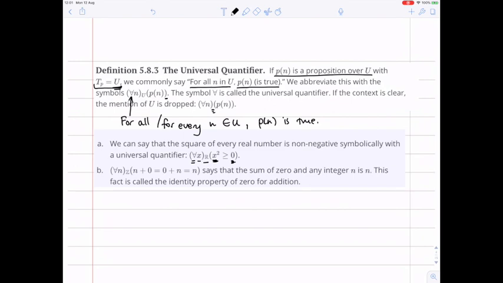Here's another statement that uses the universal quantifier. This says, for every n in integers, n plus 0 is equal to 0 plus n, which is equal to n. And that's true, and this is called the identity property of 0 for addition.